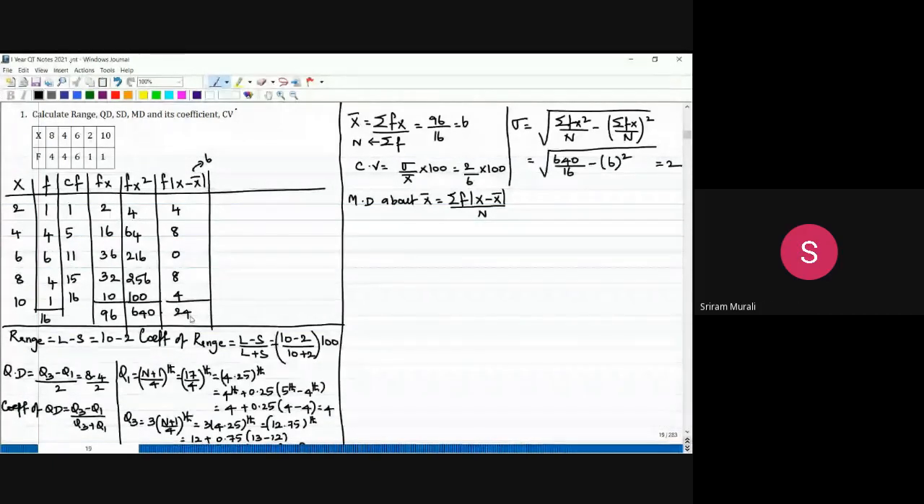This is f into 1 into 2 minus 6, 4 into 4 minus 6, 6 into 6 minus 6, 4 into 8 minus 6, 1 into 10 minus 6. That is why I got this.